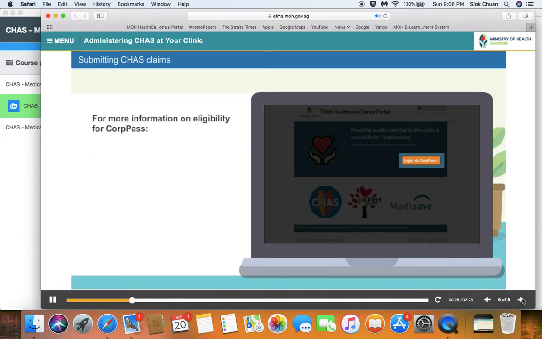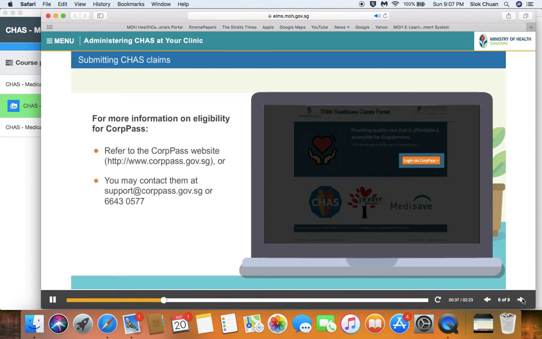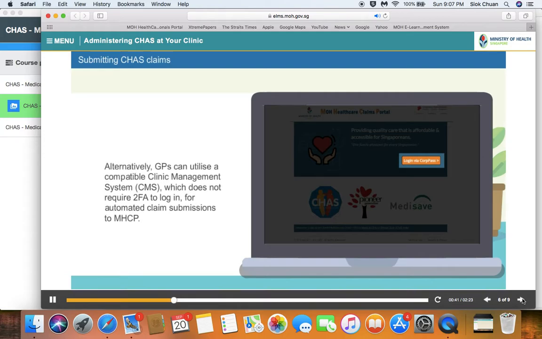All clinic staff can access MHCP using their own CourtPass ID. For more information on eligibility for CourtPass, you may refer to the CourtPass website for more details. Alternatively, you may also contact them via their email or helpline. Alternatively, GPs can utilize a compatible clinic management system, CMS, which does not require 2FA to log in, for automated claim submissions to MHCP.